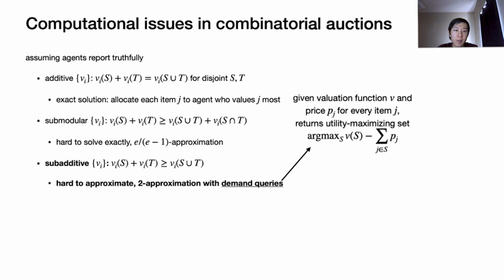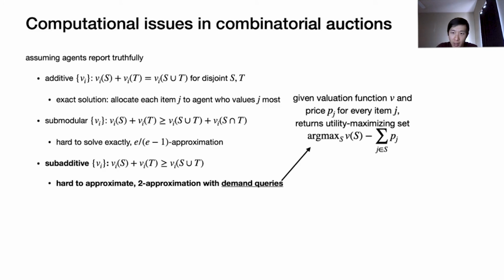More general is subadditive valuation functions, where vi of s plus vi of t is greater than or equal to vi of s union t. So we know that these valuation functions make the problem hard to approximate. But if we allow demand queries, there is a constant approximation with polynomial computation and demand queries. And demand queries are a pretty intuitive class of queries.